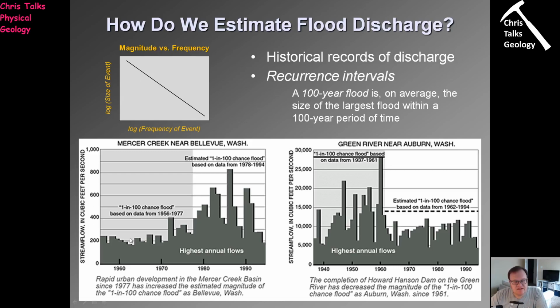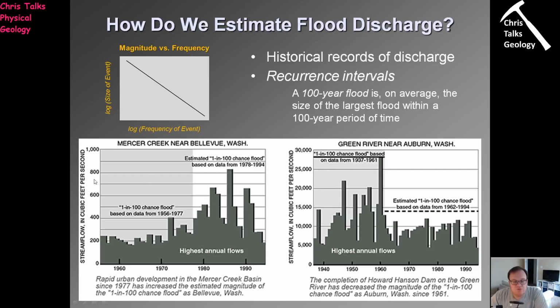Now, this is the kind of data that we can see. So these are yearly maximum discharge totals for each year, in this case from Mercer Creek, and in this case the Green River. And so you can see we have all these peaks, and all these are areas where clearly we've had much higher discharge, and these are periods of quite low discharge.